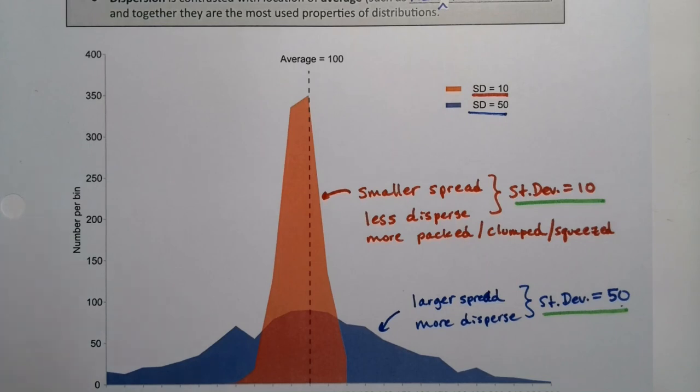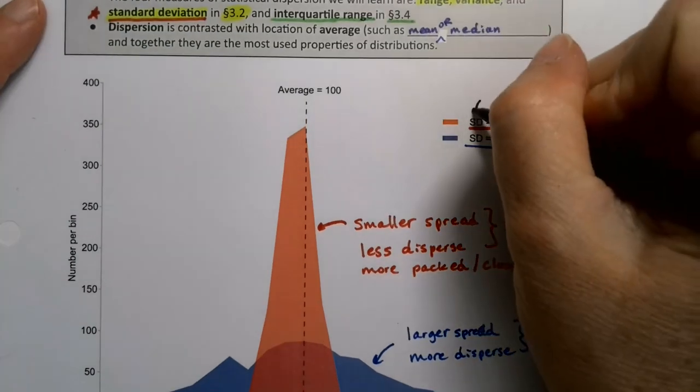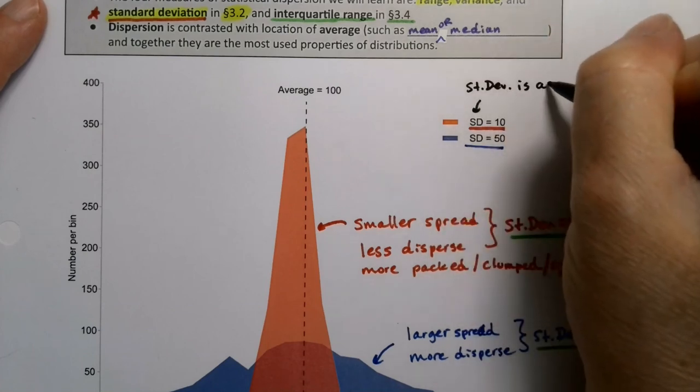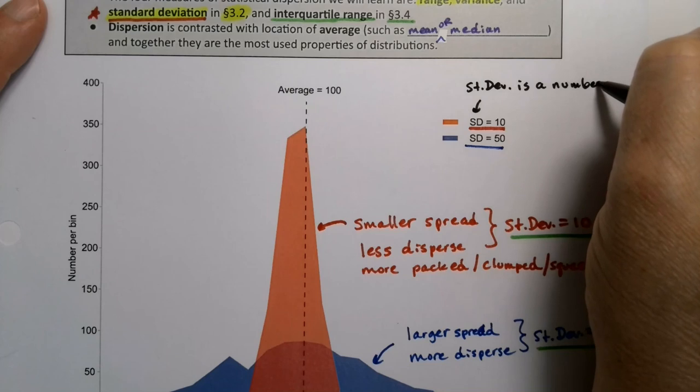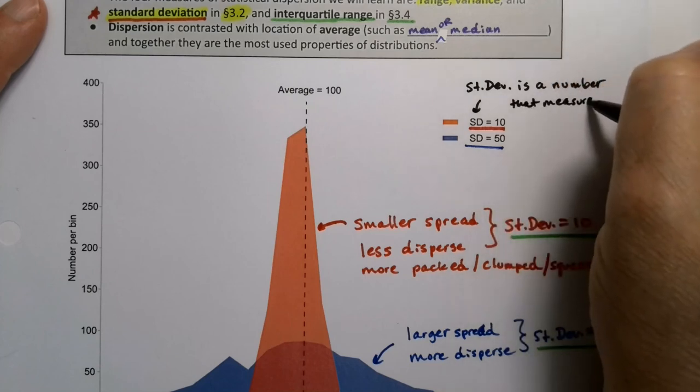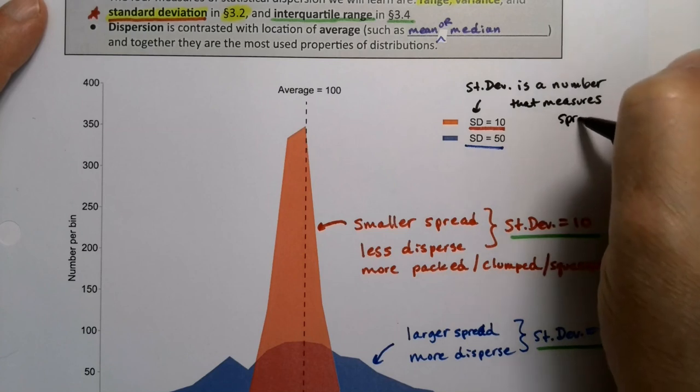So what we could say at this point, we don't really know what it is, but we know that the standard deviation is a number that measures spread. And you can already see the bigger the number, the more spread out the data set will be.